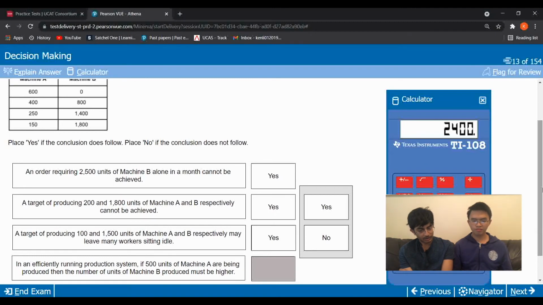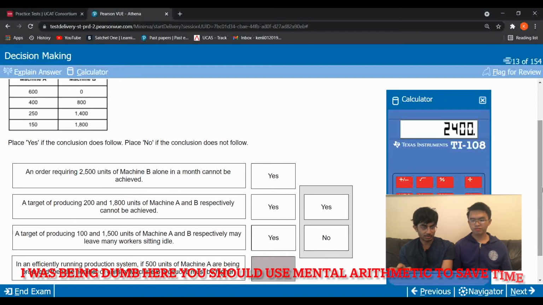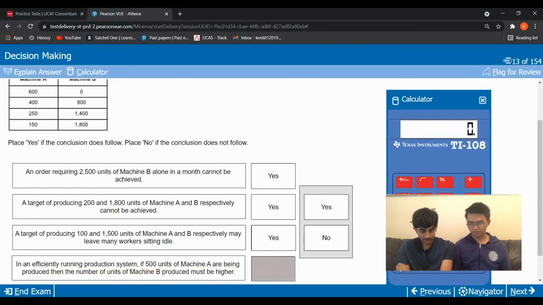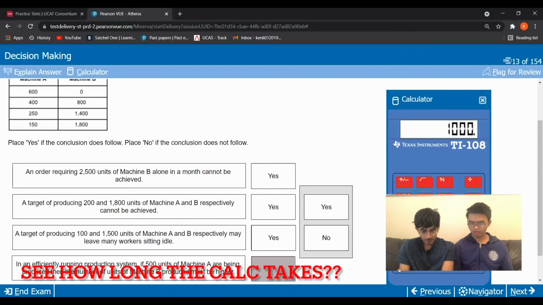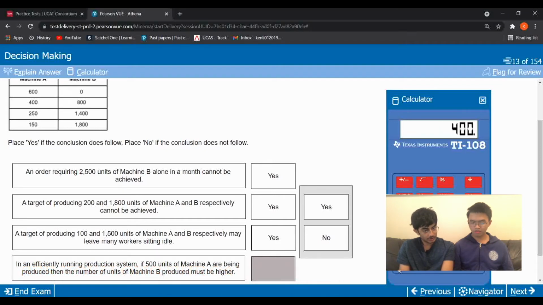Okay, so I know that machine A takes 100 hours, so 500 times 100 is 50,000 hours. And you've got 10,000 hours left because you only got 60,000 hours of labour. So you do 10,000 divided by 25, which is, you clear the calculator. Right, there's no shortcut for that. 10,000 divided by 25, which is 400. So no.